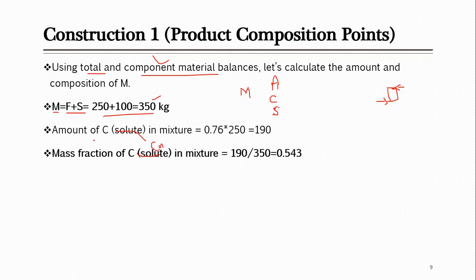So the amount of carrier in the mixture, where is this carrier, component C, coming from? If you look at the data, this C is only part of the feed, it comes only from the feed, and you know its fraction in the feed as well as the total amount of the feed. So mass fraction multiplied by total amount will give you the amount of C, and this 190 kg of C comes inside the feed and then becomes part of the mixture. So the amount of C in the mixture will be the same, 190 kg.